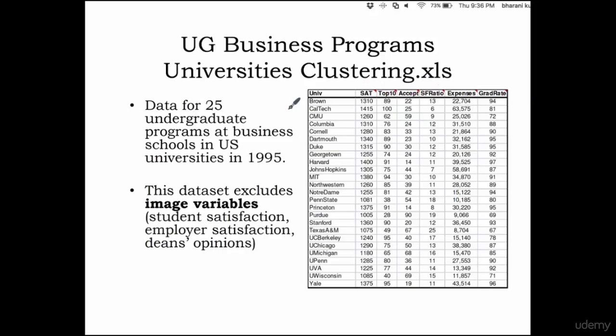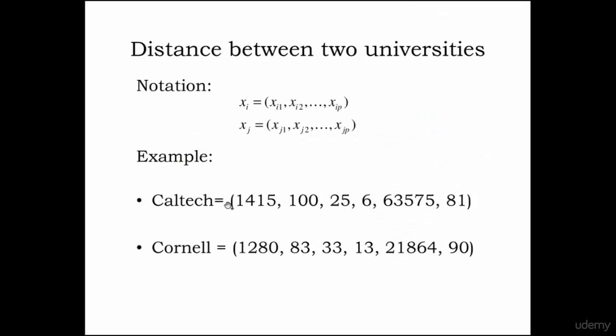Now if you want to find out the distance between Caltech and, say, Cornell, how do you do that? Pay extreme attention, friends. Here is Caltech and here is Cornell. These are the values: the SAT score, top 10, acceptance ratio, student faculty ratio, expenses, and graduation rate. You need to find out the distance between these two. How do you do that?